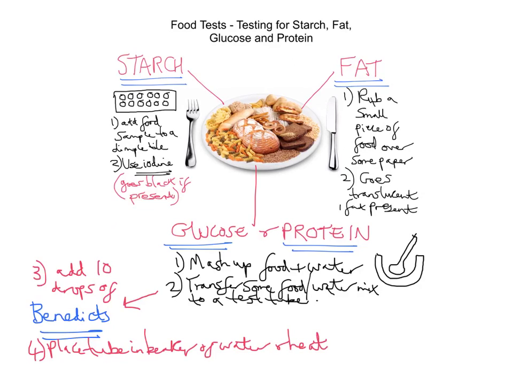So I'll put here, in brackets next to Benedict's, turns, I'll put green/red. So that's key. When we test for glucose, we're using Benedict's reagent.